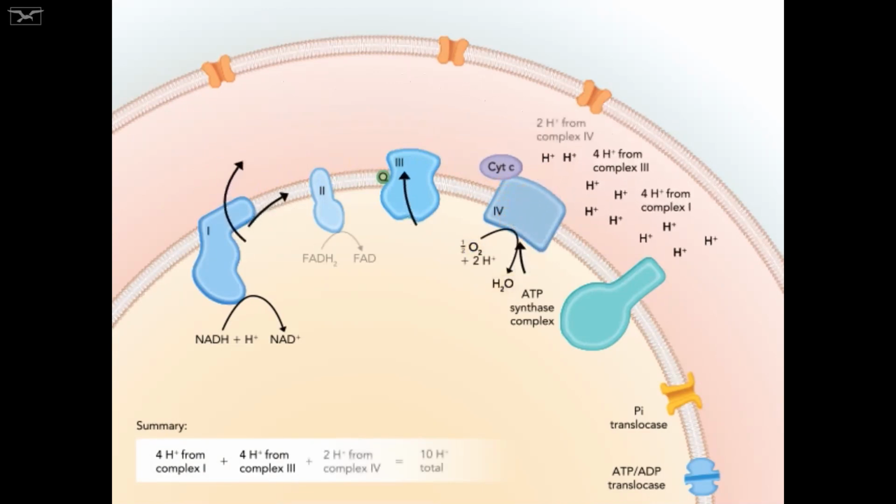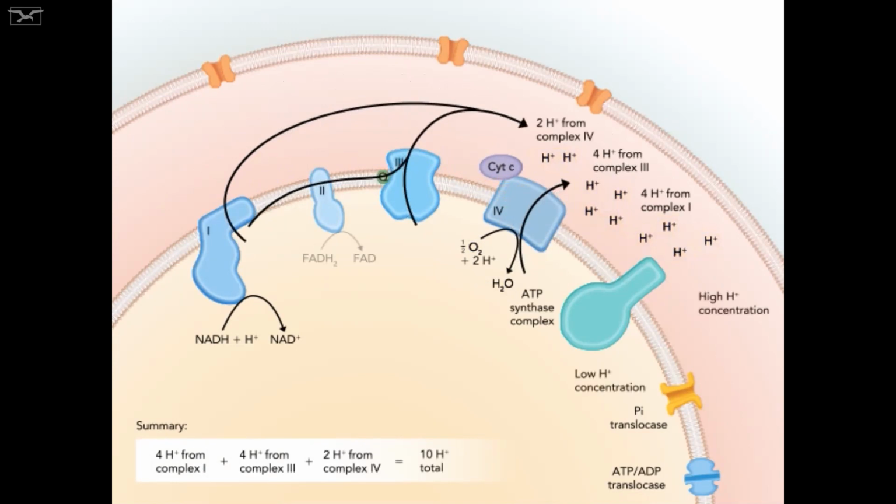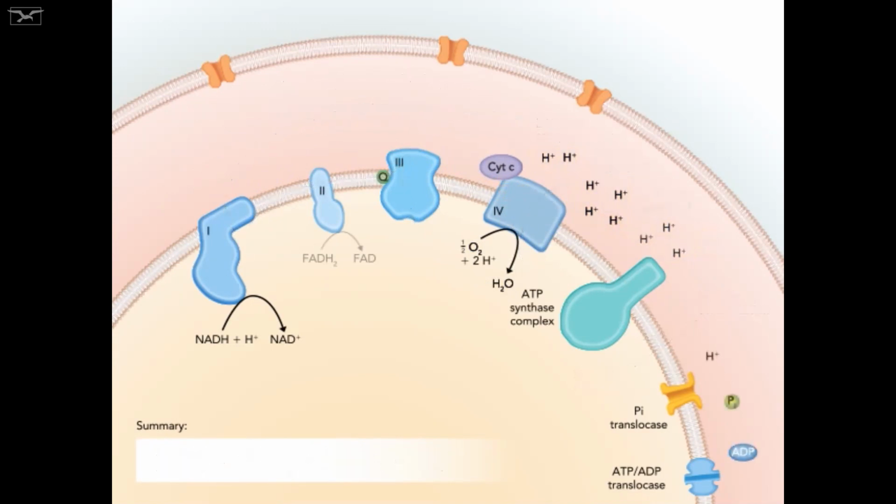The redox energy released by these reactions is used to translocate protons from the mitochondrial matrix to the intermembrane space, creating a proton gradient. Protons move back into the mitochondrial matrix through the ATP synthase complex, generating ATP. This movement of protons across the membrane down their concentration gradient to generate ATP is called chemiosmosis.